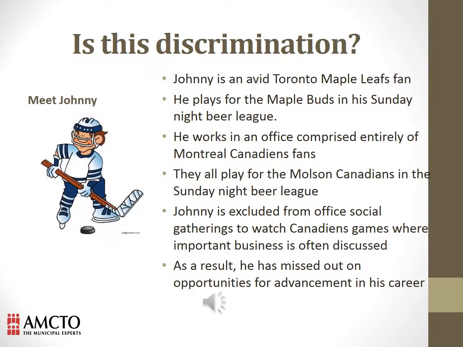Take a look at this scenario about Johnny, who is an avid Toronto Maple Leafs fan, and his situation at the office. Do you think he's being discriminated against contrary to the Code? In fact, he's not, because allegiance to one hockey team or another is not caught by any of the 16 prohibited grounds in Section 5 of the Code.